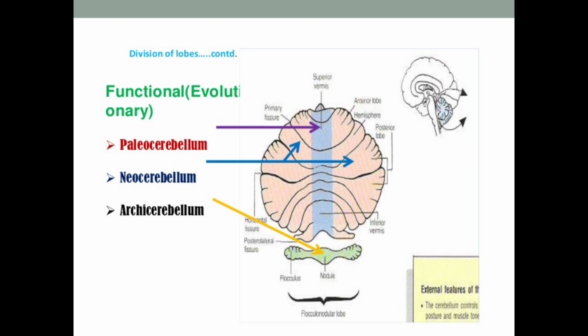Okay, next, functionally, the cerebellum is divided into three parts. You can see here in the figure the oldest one, the nodule part, which is related to the archicerebellum. Next is the paleocerebellum. The newer one is called the neocerebellum. So this is the functional classification of the cerebellum: archi, paleo and neocerebellum.